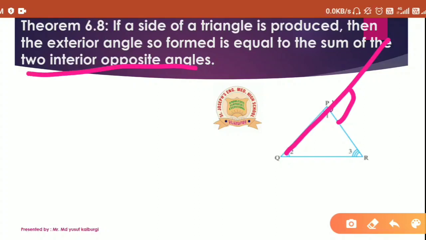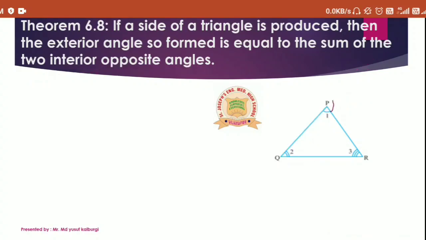Now which are the two interior opposite angles? Angle 2 and angle 3 will be the two interior opposite angles. This is the adjacent angle, and these are the two opposite angles. So the interior opposite angles will be 2 and 3. So we are going to show that. Okay, so let us prove this one.